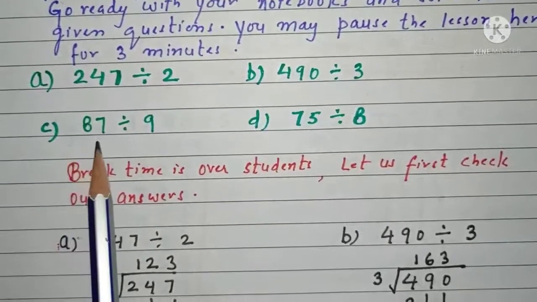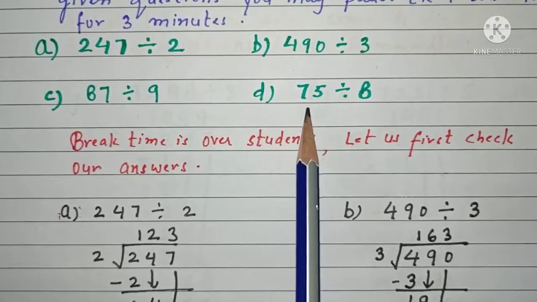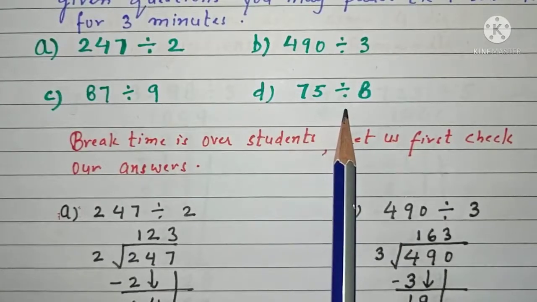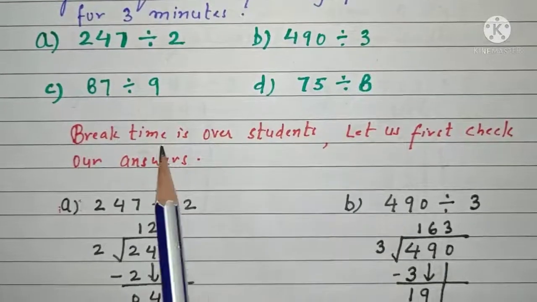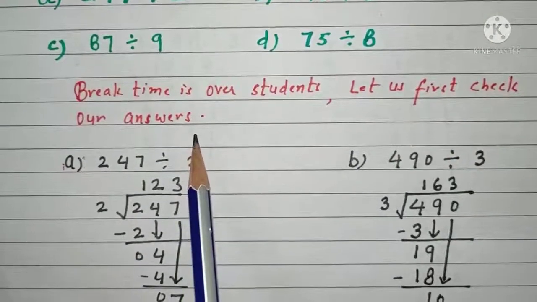The C part, 87 is to be divided by 9. And in the D part, 75 is to be divided by 8. So now break time is over for you. Let us first check our answers.